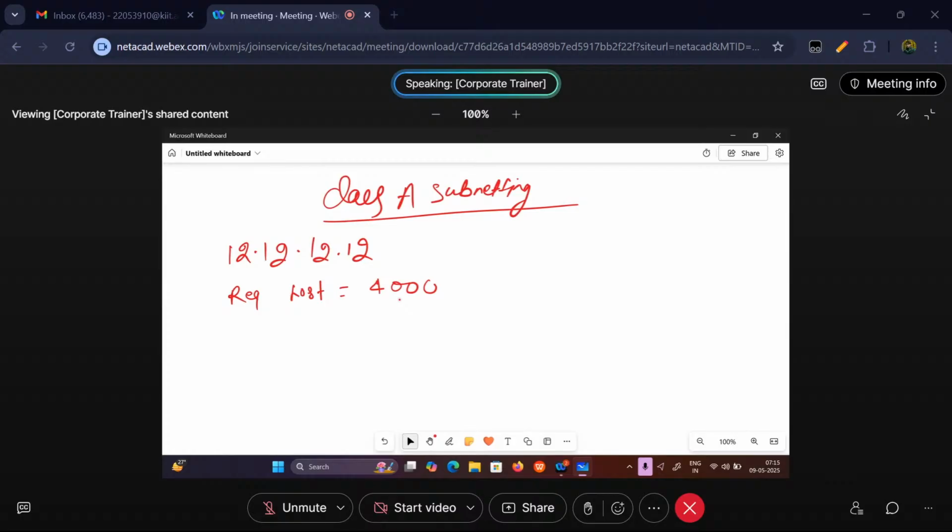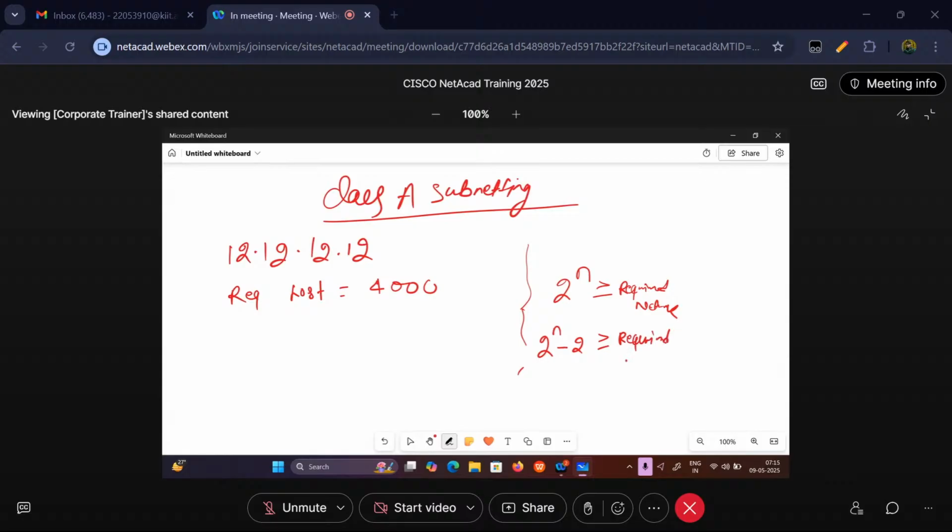Okay, so we have discussed in the previous class, wherever the number of networks is required, we can apply the formula 2 to the power n, that is greater than or equal to the required networks. And if you have the required number of hosts, you can apply the formula 2 to the power n minus 2. It should be greater than or equal to the required hosts. That formula you can apply.